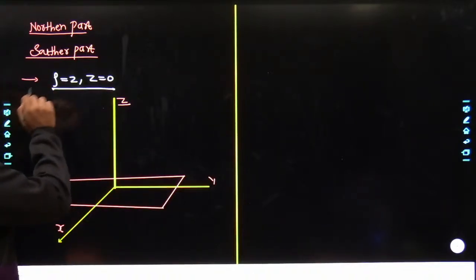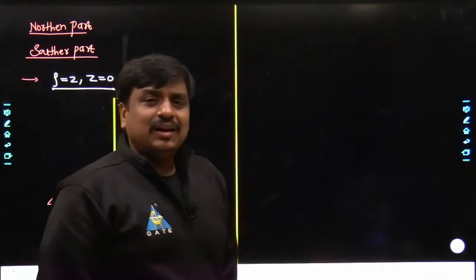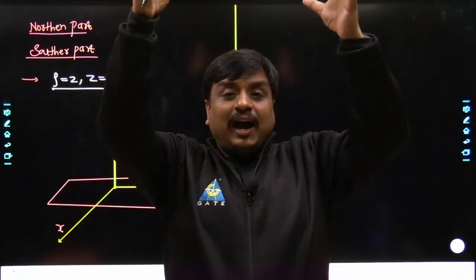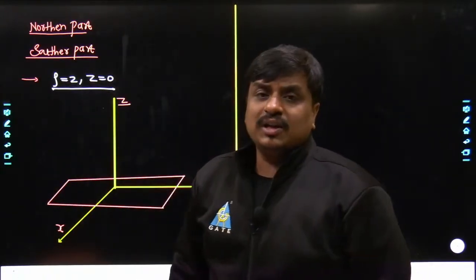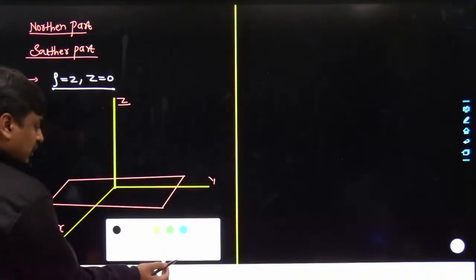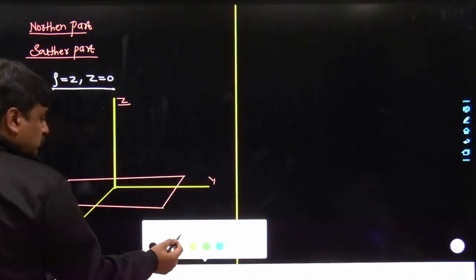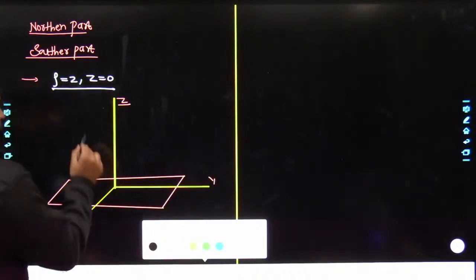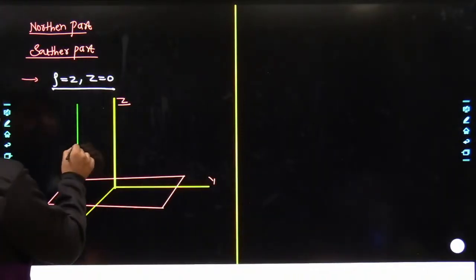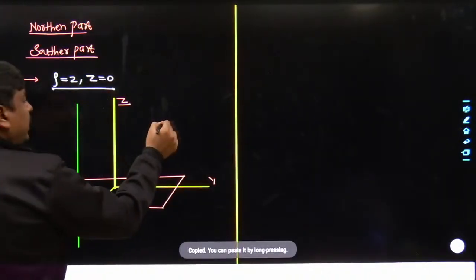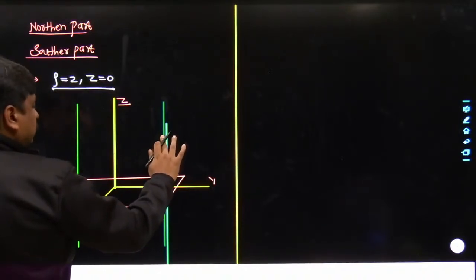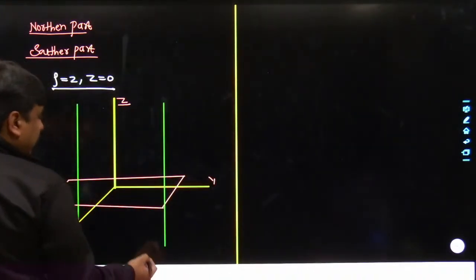And now rho is equal to 2. What does rho is equal to 2 mean, which we have seen earlier? Rho is equal to 2 is nothing but a hollow cylinder having height equal to infinity and centered along the z axis. So now things go this way. We have got a cylinder which is infinite in height. This is one side of the cylinder and this is the other side of the cylinder. Let me complete this.